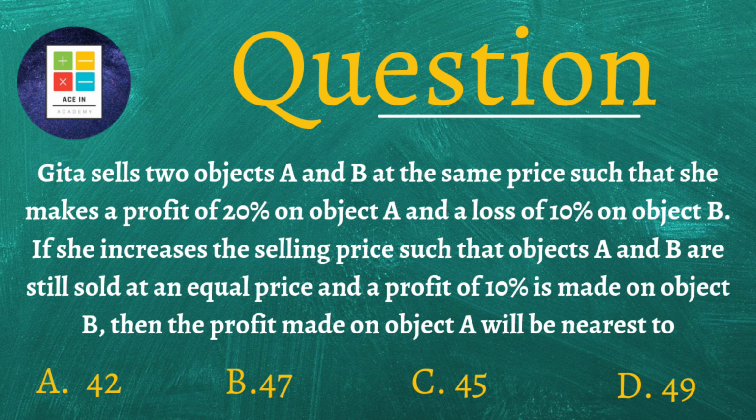Gita sells two objects A and B at the same price such that she makes a profit of 20% on object A and a loss of 10% on object B. If she increases the selling price such that objects A and B are still sold at the equal price and a profit of 10% is made on object B, then the profit made on object A will be nearest to. Now we are provided four options for this question. Option A 42%, option B 47%, option C 45%, and option D 49%.